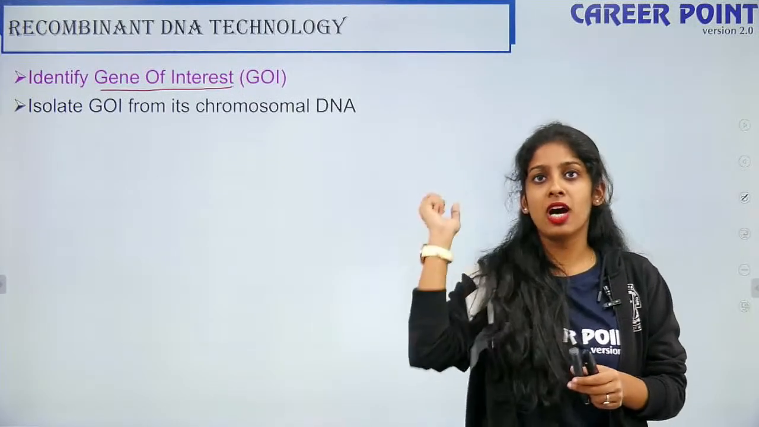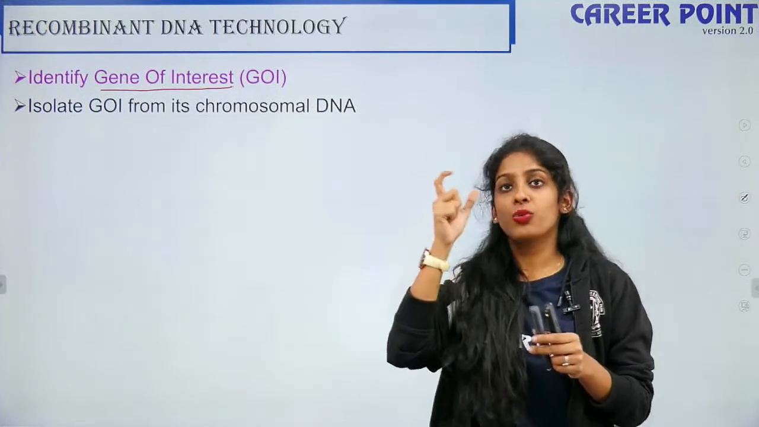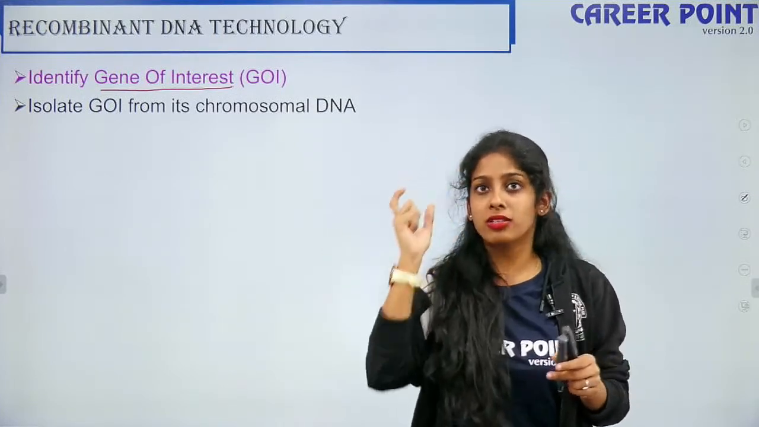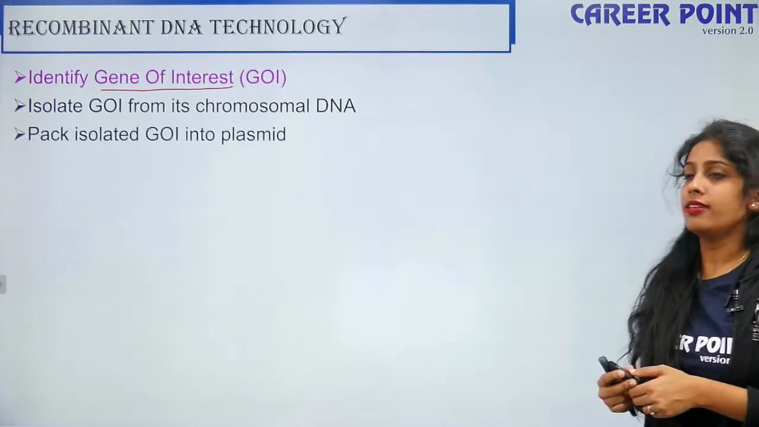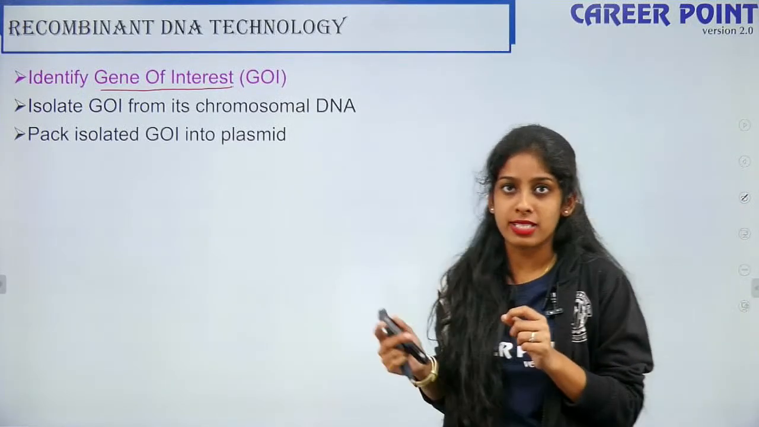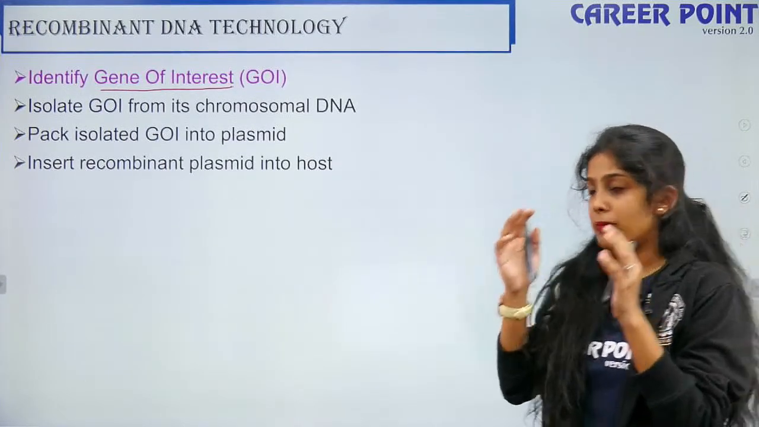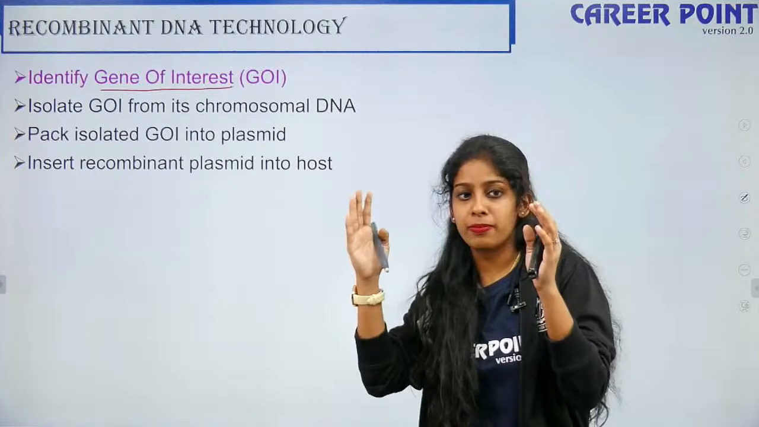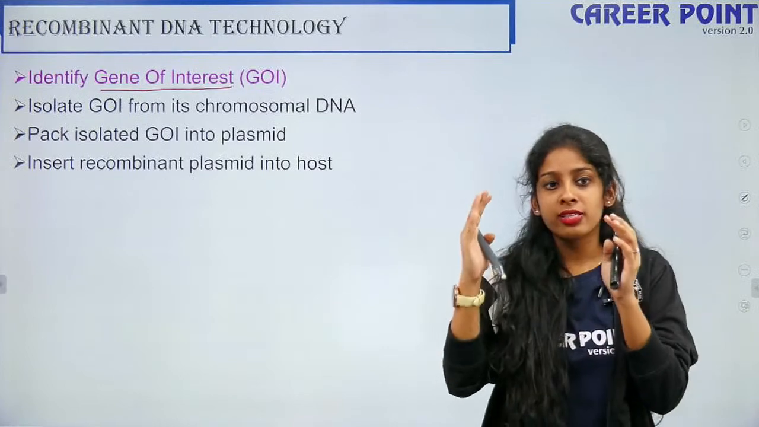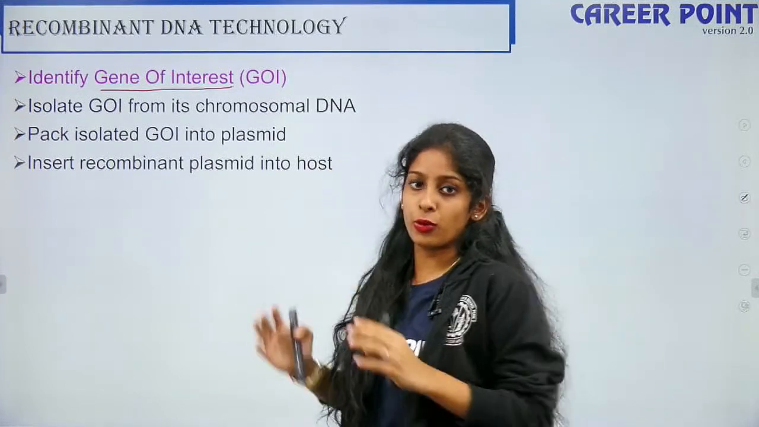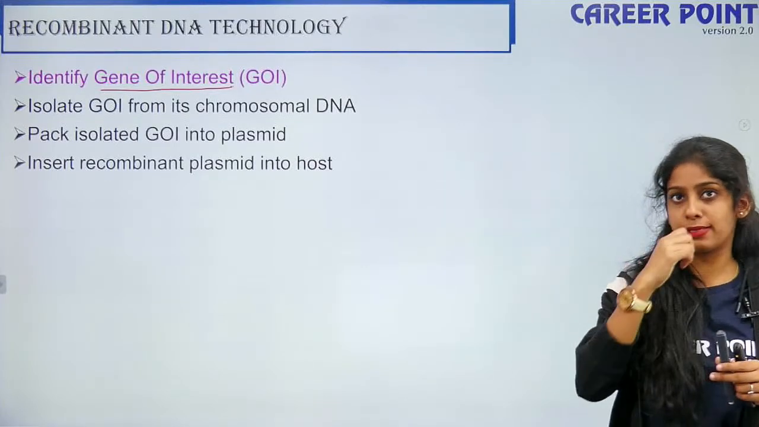The next step is you will take out your gene of interest from the entire chromosomal DNA, because that is what you want to clone in another organism. So you pick out that gene of interest from the rest of the chromosomal DNA. Alright, then you pack the gene of interest in a plasmid, so that is step 3, and then you insert the recombinant plasmid. When you pack the DNA inside a plasmid, it is a new combination, right? So you call that a recombinant plasmid. Now you insert the entire recombinant plasmid inside a host. So these are the processes of recombinant DNA technology. This is in layman terms that I am explaining to you.